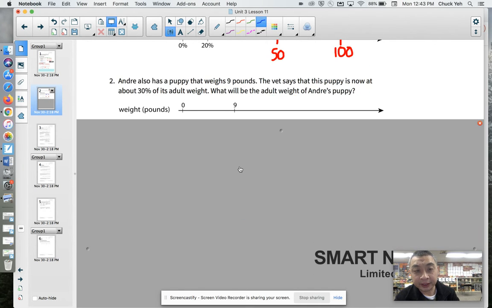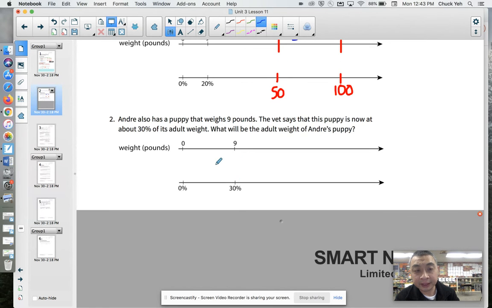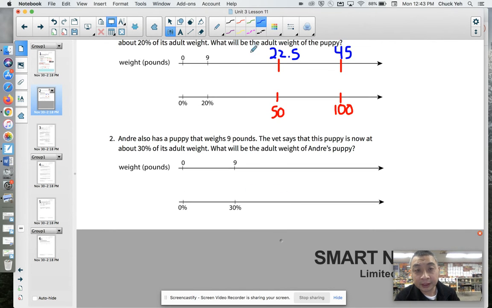Now, how about Andre? 9 pounds is the dog. That's 30% of its weight. Again, let's do 50 and 100 because those are round numbers that we should know. Oops, that's horrible, huh? 100. Right? So to find what that is, what do you think we're going to do? What have we been doing? Cross multiply, divide by 30. And what do we get? 900 divided by 30. Let me do it really quick. I kind of forgot the answer.